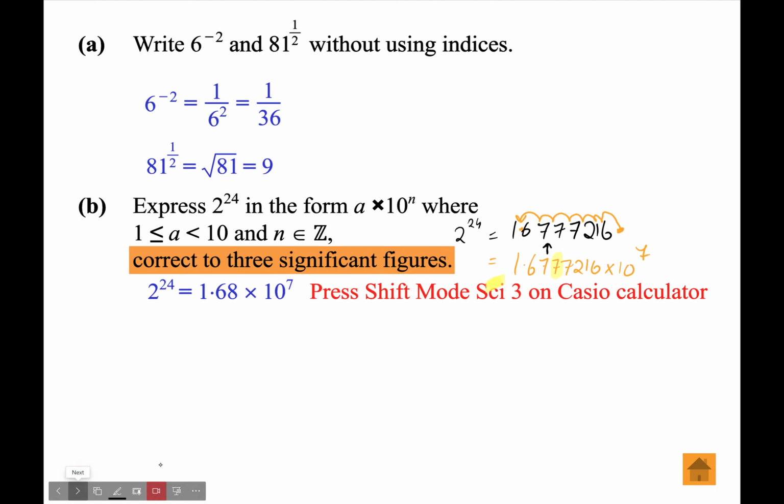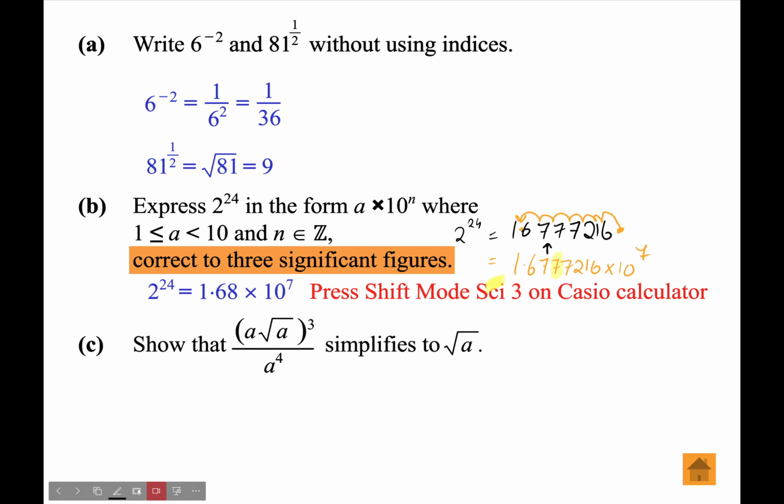So that's shift mode science 3 on the Casio calculator, that's the older version of the Casio. Show that a times square root of a all to the power of 3 divided by a to the power of 4 simplifies to the square root of a. So there are a few different ways to do it. You could write it all out, a root a times a root a times a root a. You could do that.